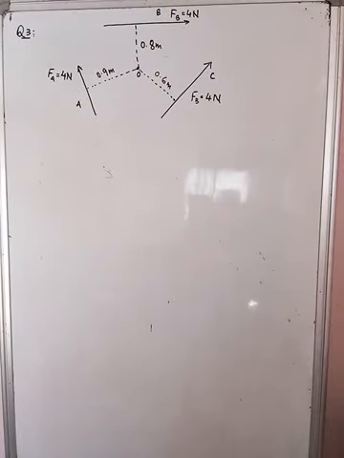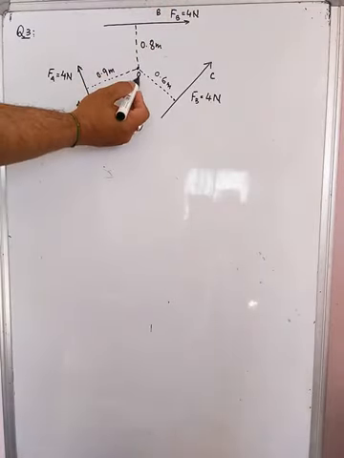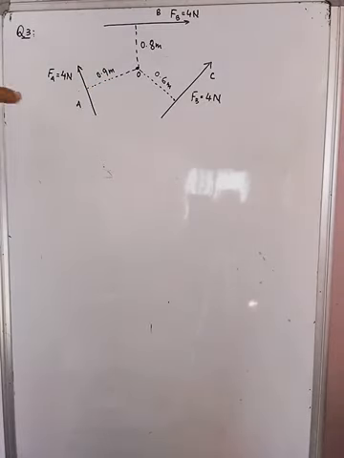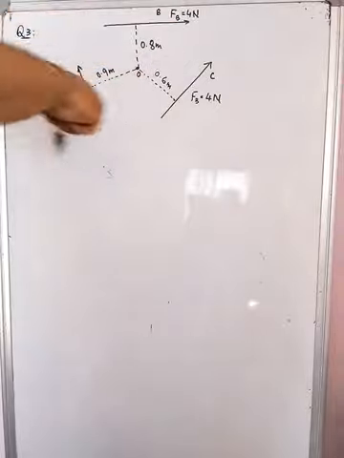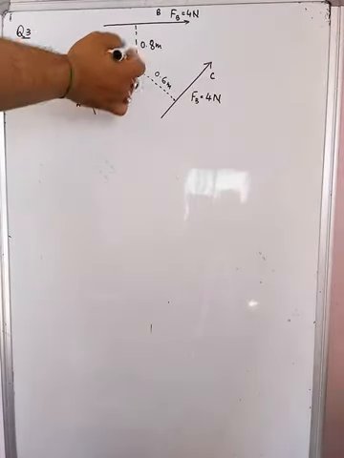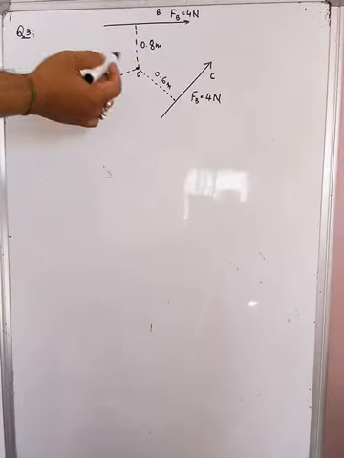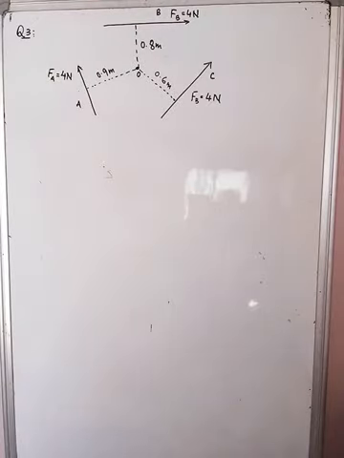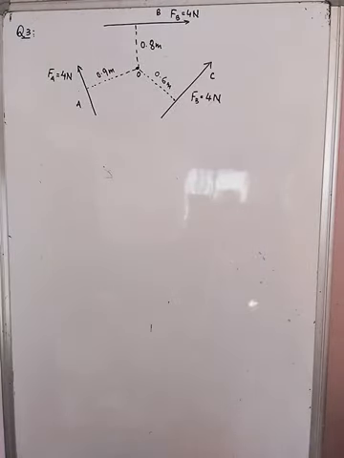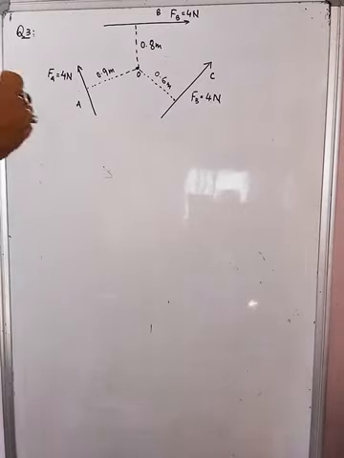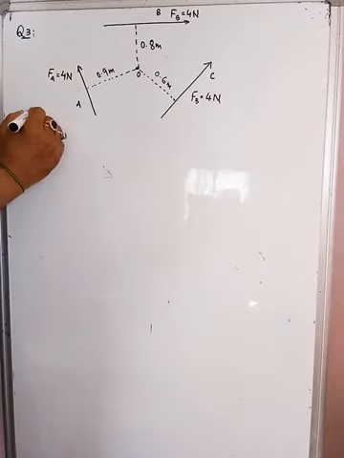Now there is a fixed point O. As you can see in between, this is a fixed point O about which three forces are acting. And these are the respective distances given in the diagram from the pivot to the line of application of force. Now what's the question? The question is, what is the resultant torque? Okay, so let me write the question.